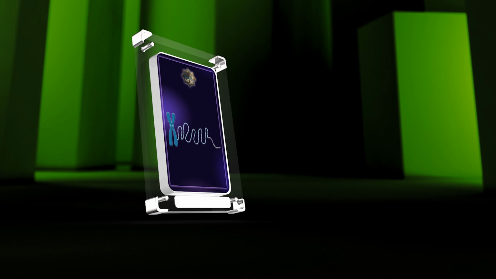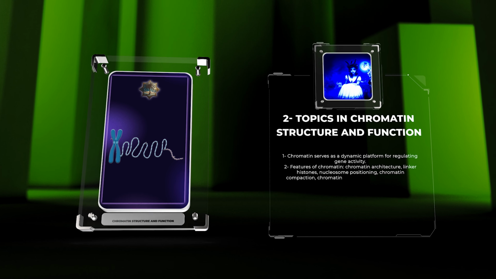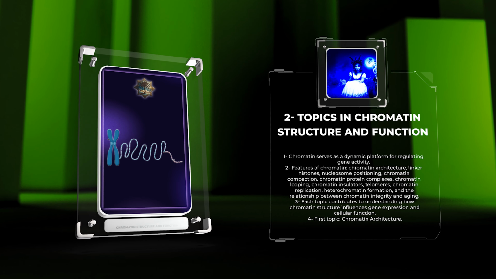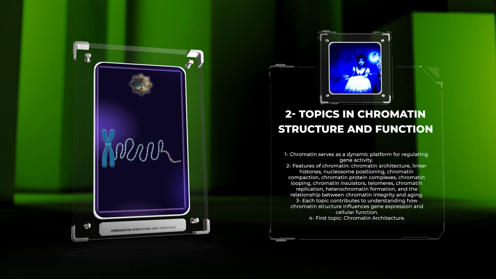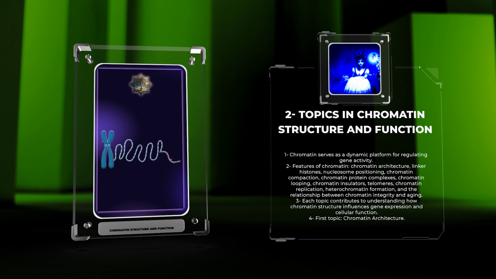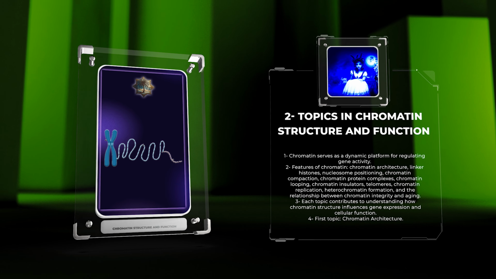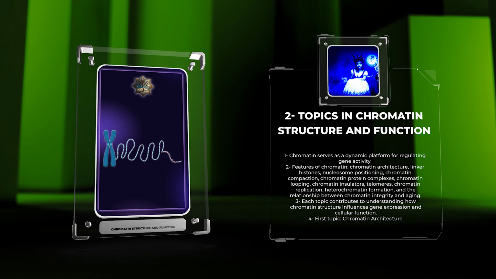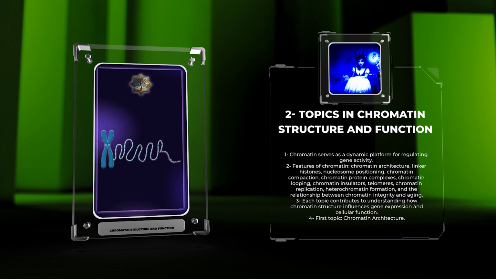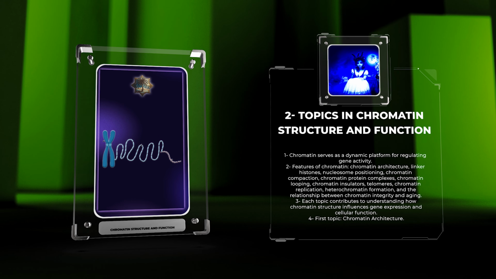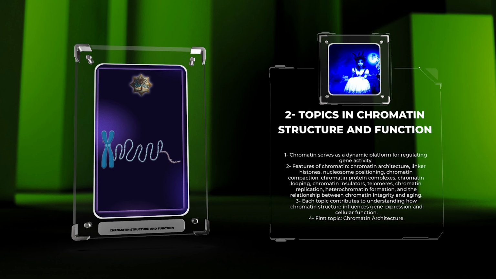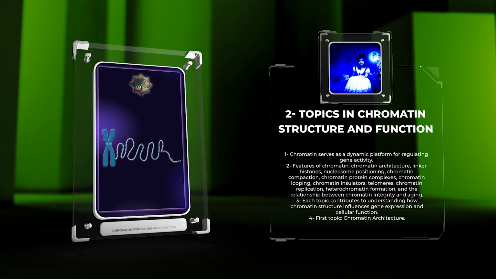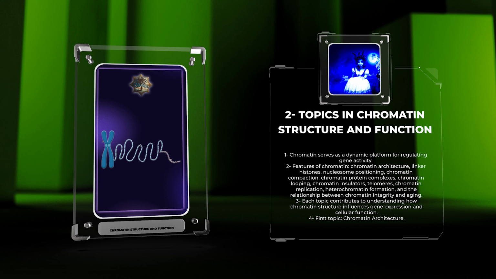Chromatin is more than just a passive packaging material for DNA, it serves as a dynamic platform for regulating gene activity. There are several key features of chromatin that we will cover in this lecture. These features include chromatin architecture, linker histones, nucleosome positioning, chromatin compaction, chromatin protein complexes, chromatin looping, chromatin insulators, telomeres, chromatin replication, heterochromatin formation, and the relationship between chromatin integrity and aging. Each of these topics contributes to our understanding of how chromatin structure influences gene expression and cellular function. So, let us begin with the first topic, chromatin architecture.